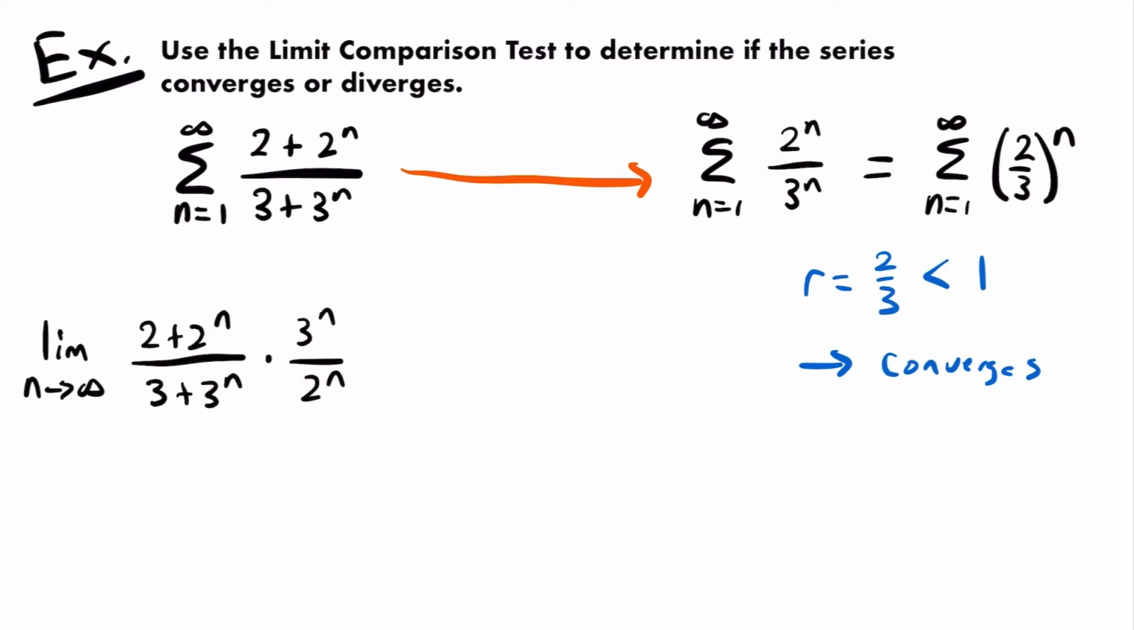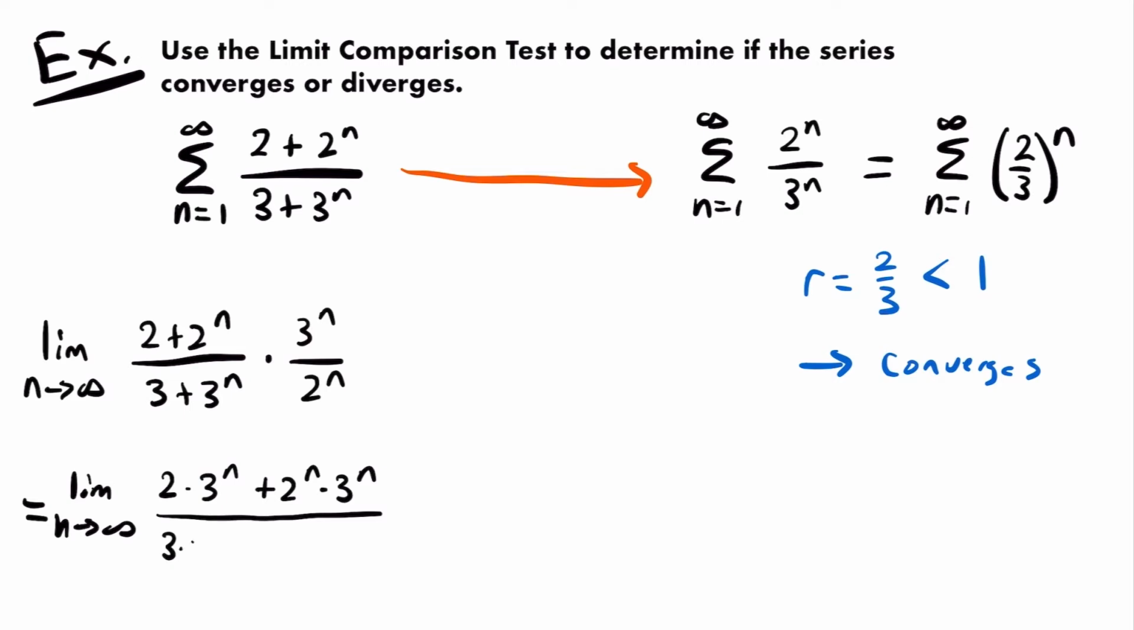All right, now if we simplify, this will be equal to the limit as n approaches infinity of 2 times 3 to the power of n plus 2 to the power of n times 3 to the power of n divided by 3 times 2 to the power of n plus 3 to the power of n times 2 to the power of n.